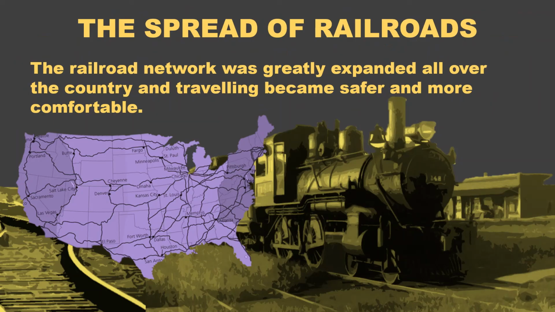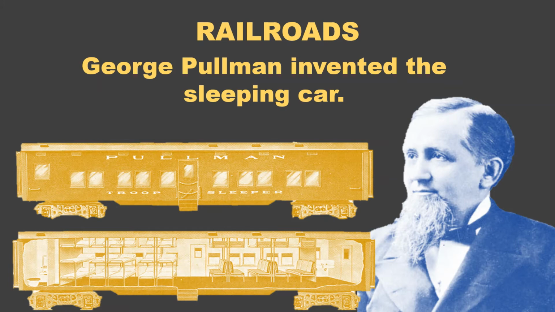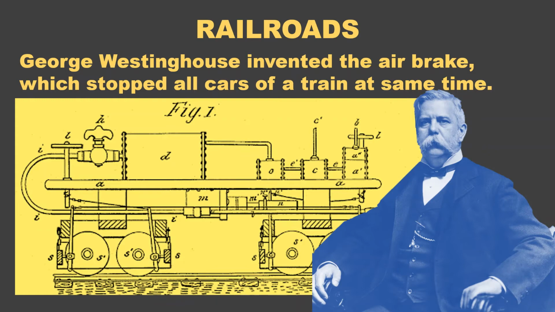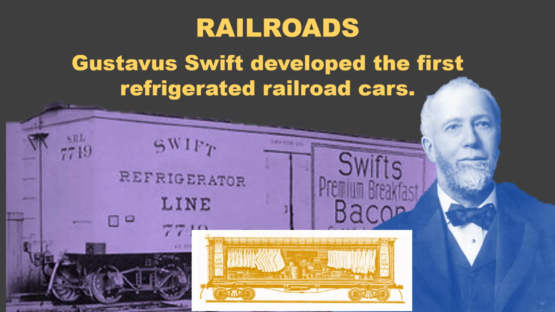The railroad network was greatly expanded all over the country and traveling became safer and more comfortable. George Pullman invented the sleeping car, while George Westinghouse invented the air brake, which stopped all cars at the same time. Gustavus Swift invented the first refrigerated car using insulation and ice. Meat and agricultural products were kept fresh longer, thus reaching markets across the nation.